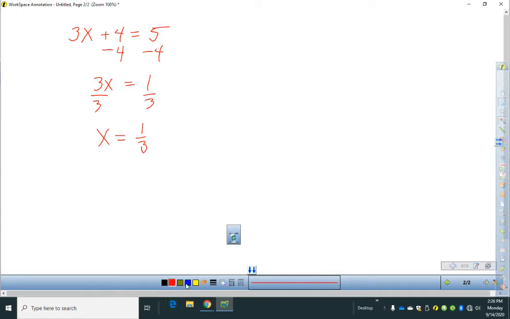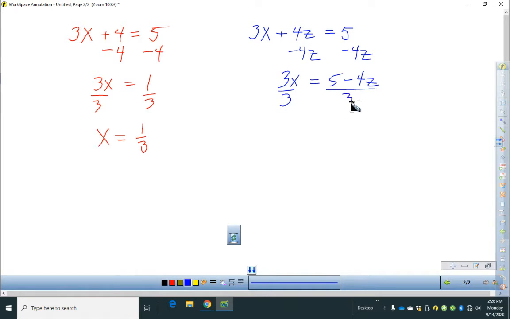Now just suppose for a second that I throw another variable in here, and let's say I say 3x plus 4z equals 5, right? I'm going to follow the same steps. The difference here is I've got unlike terms, so I'm not going to be able to subtract and actually combine 5 minus 4z and get something. I'm just going to have the minus 4z as a separate term now. So I get 3x equals 5 minus 4z, right? And then I divide by 3, and I get x equals 5 minus 4z, all divided by 3.